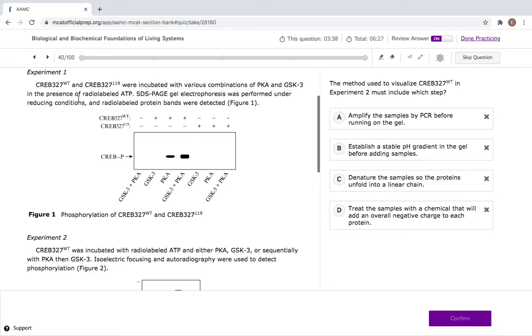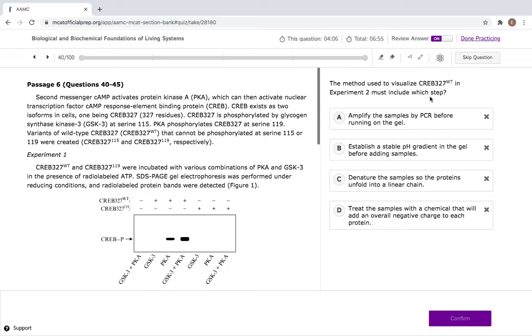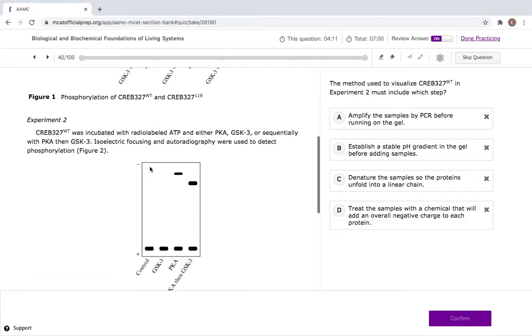This experiment involved taking CREB 327 wild type and CREB 327 119, adding just GSK3, just PKA, and then both, and seeing what gets phosphorylated. I'm not going to go into the specific details of this figure because I don't want to waste time. Whenever you're going through these passages, only dissect figures and tables if a question asks about them, because that's how you save a lot of time. So we're going to keep going.